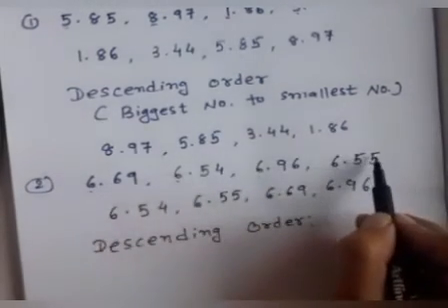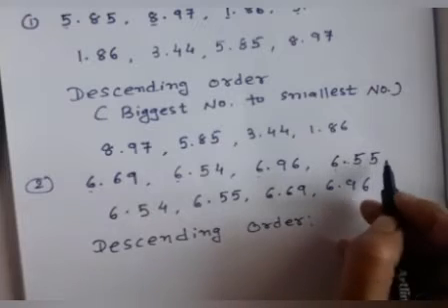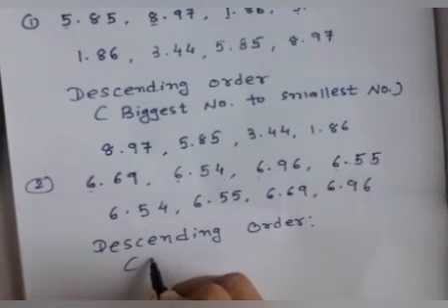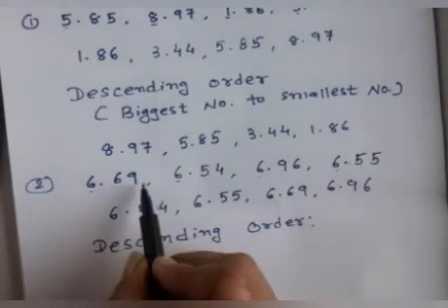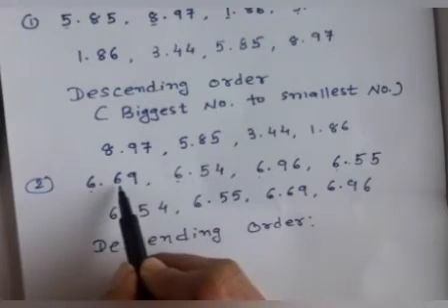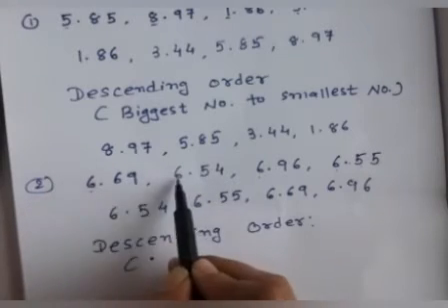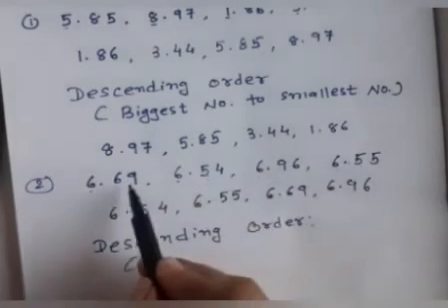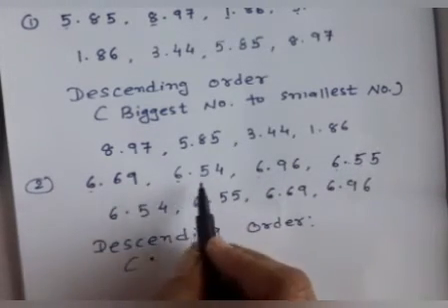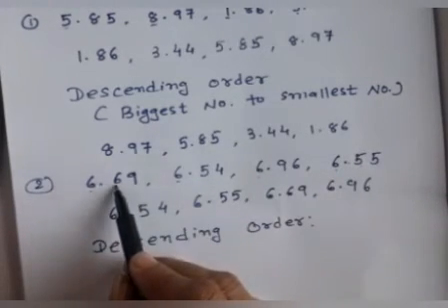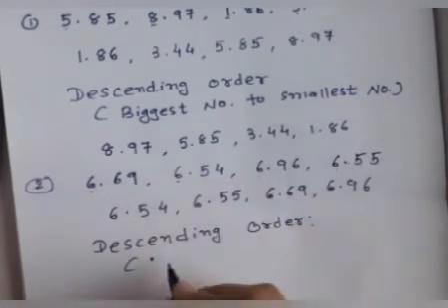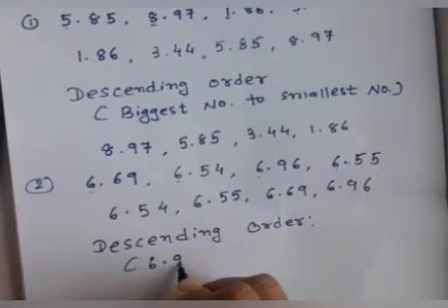Now the opposite of this process in descending order. Out of these four numbers, which is the biggest number? See, start comparing from the tens value, because all the whole number values are equal, so we will compare at the tens place value. So which is the biggest number? Here is a 6, 5, 9 and 5. So this is the biggest number. We will write here 6.96.